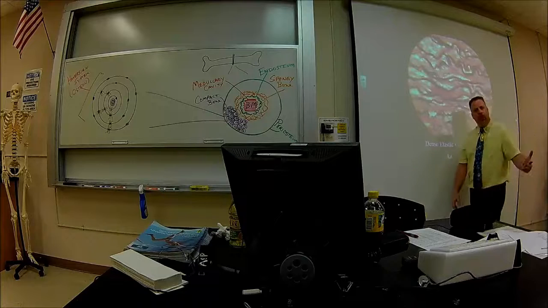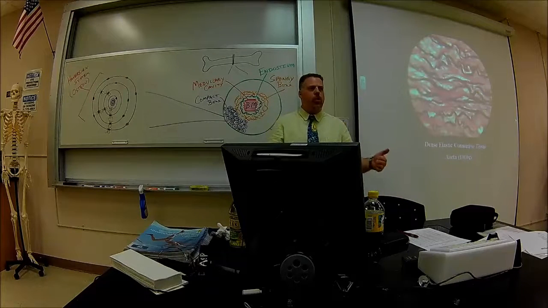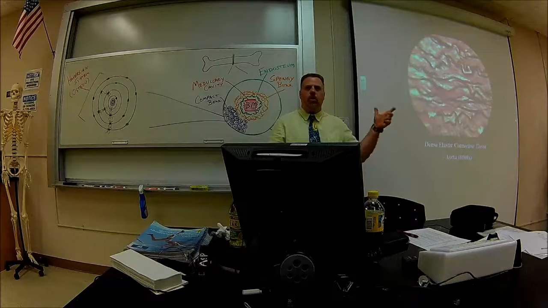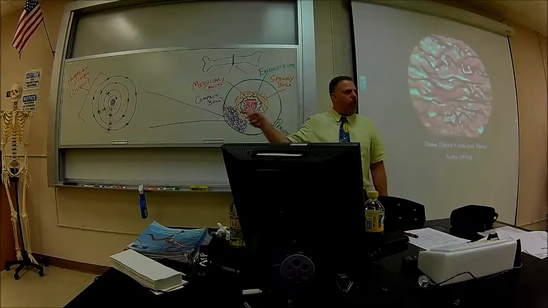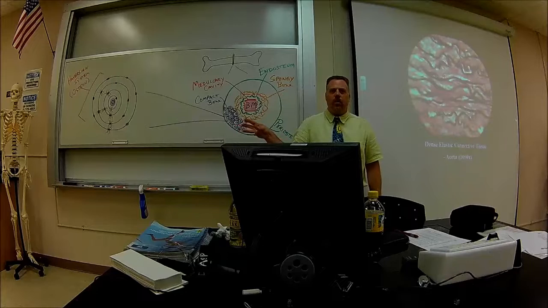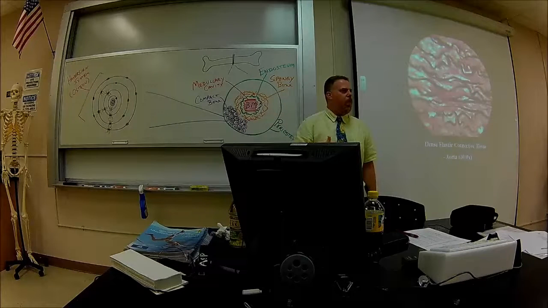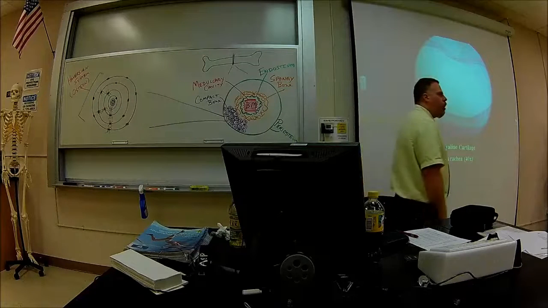So we had 3 loose and 3 dense. 3 loose: loose areolar, loose adipose, loose reticular. Dense, we have 3: dense regular, dense irregular, dense elastic. 6 subtypes of connective tissue proper. Then we have cartilage.